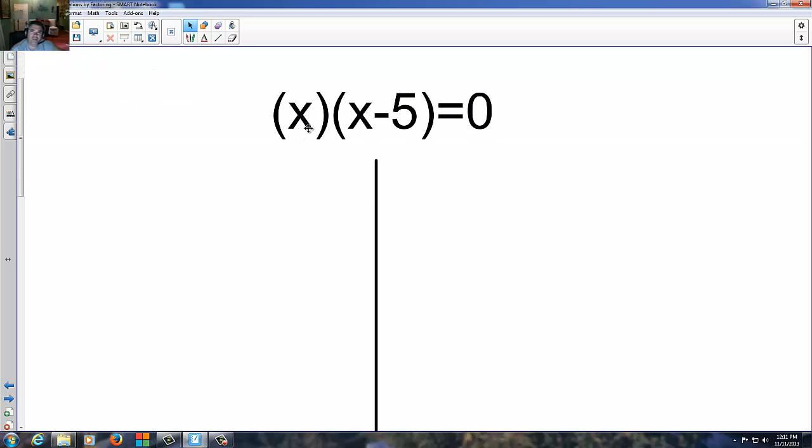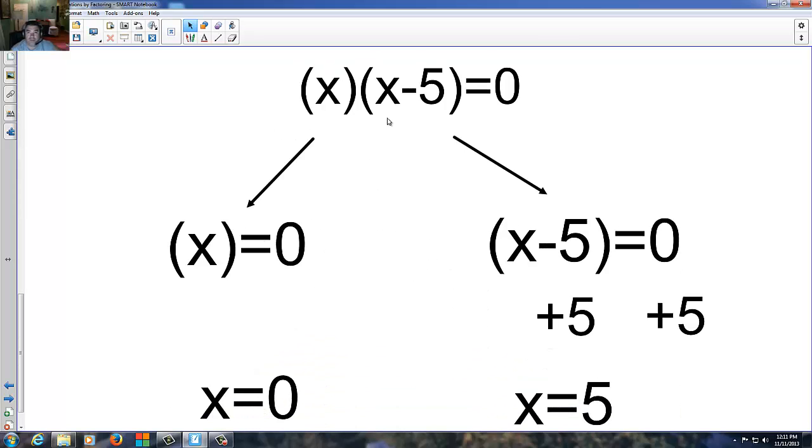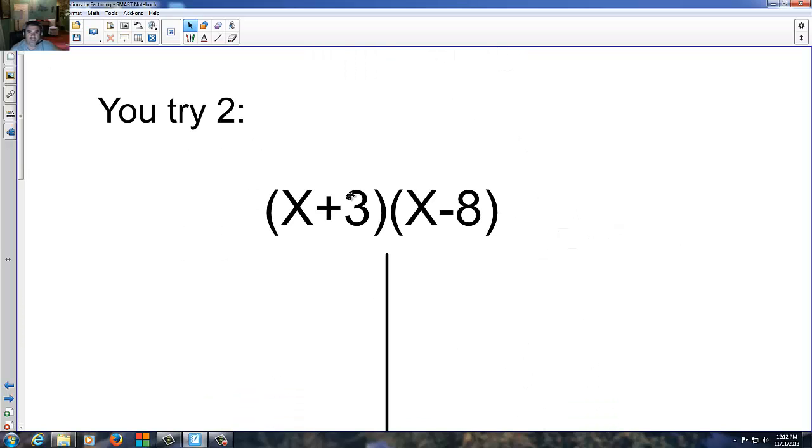This one might be a little simplistic. Might even be a little tricky for some because I didn't have to do anything to this x. I can simply make this x into a 0. This, however, x minus 5 equals 0, instead of minus 5, add 5 to both sides. Therefore, x could either equal 0 or 5 to get the correct answer. You try too. Go ahead at this time.